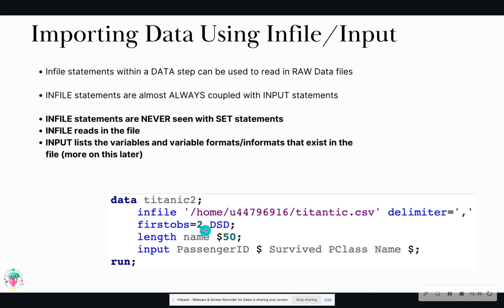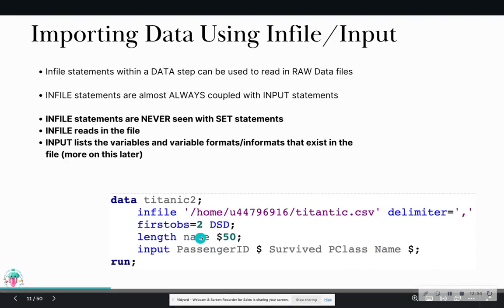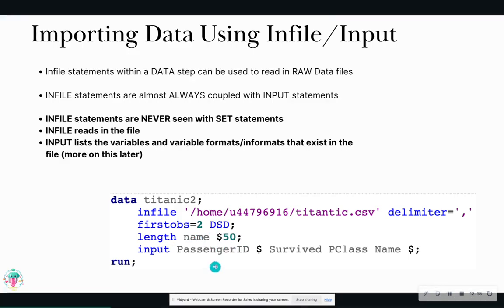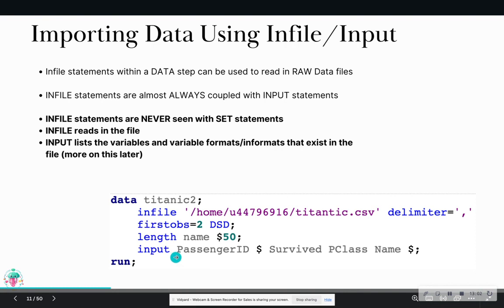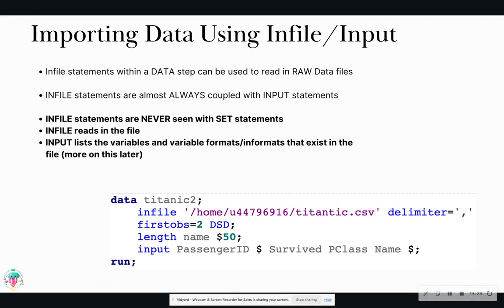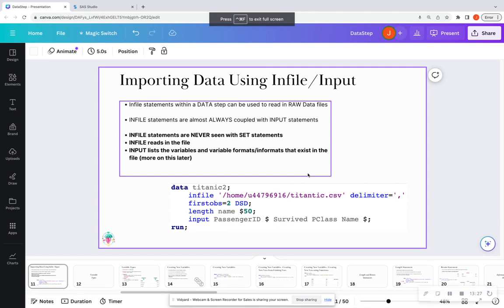The first observation starts at 2 because 1 is the header, so I want it to recognize that my first observation starts at 2. And then I'm doing a nice little length statement so it doesn't cut off the characters in my name because I have some people in my data with some long names. So I'm saying, hey, set name to 50 and it's a character. The $ means that it's a character. I'm going to only read in a few columns. Input passenger ID as a character, survived as a number, P class as a number, and name as a character. And this DSD just tells it that in the name variable, there's some commas, so don't separate the name across multiple columns. Keep the name inside of one column. And you're going to be able to see what I'm talking about. So let's hop over into SAS Studio.